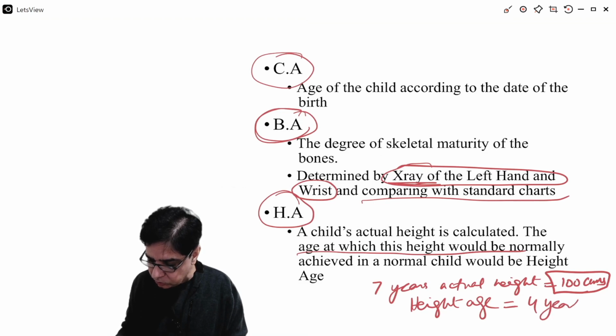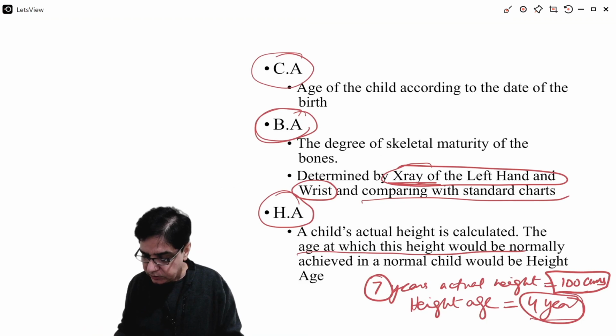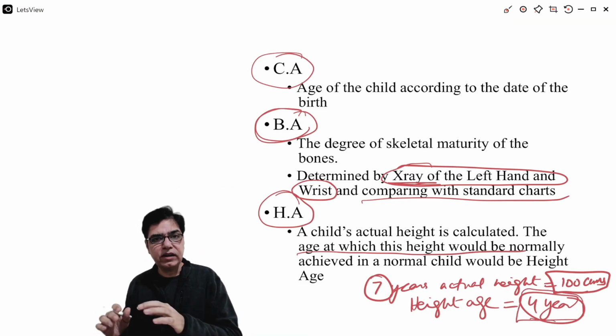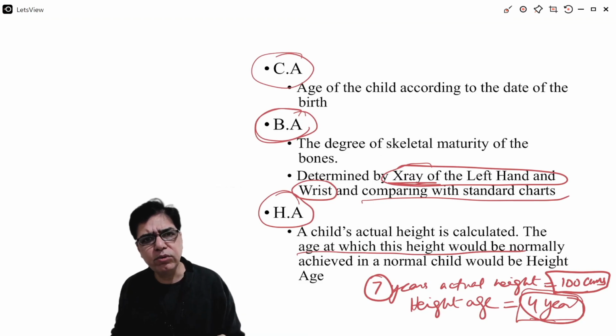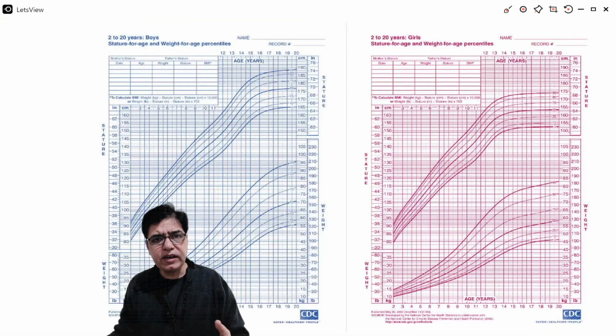4 years. So actually his chronological age is 7 years, but his height age is 4 years. Why? Because his height, that is his actual current height, is what a normal child would achieve at 4 years of age.